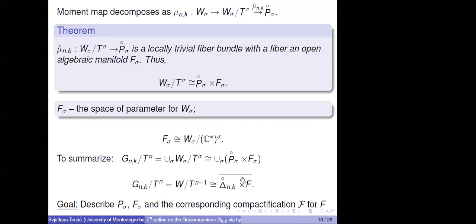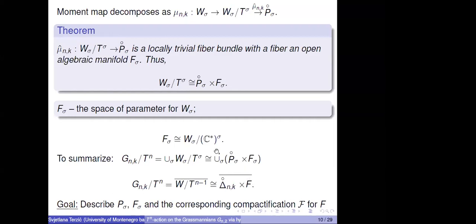So in other words, there exists a compactification of this product, whose quotient may give the orbit space G_n,k/T^n. And having this in mind, our goal was to describe P_sigma, which appears here, F_sigma, and some compactification, and to find an appropriate compactification for F for which this homeomorphism is realized.